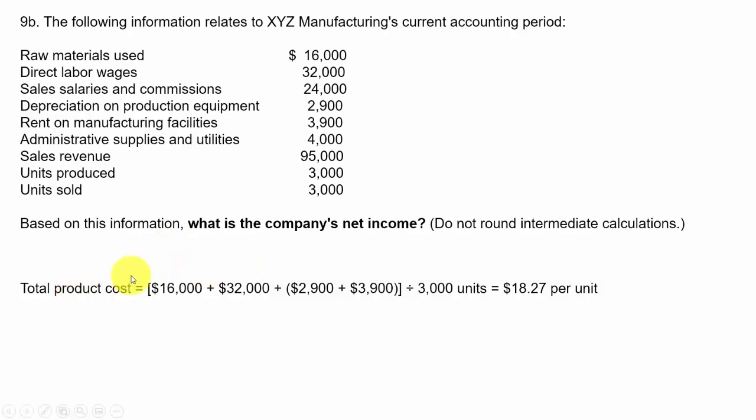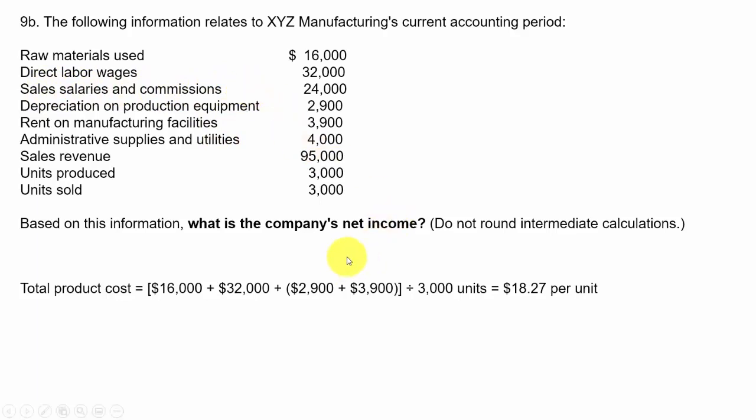So we're going to take all the product costs, which were $16,000 for material, $32,000 for direct labor, and then the overhead pieces, which were $2,900 for depreciation on production equipment inside the factory. That's a cost. And $3,900, which is the rent on the factory facilities. That's again something related to the factory. We're not going to include administrative supplies because that's in the office, and we're not going to include sales, salaries, and commissions because that's also outside the factory.